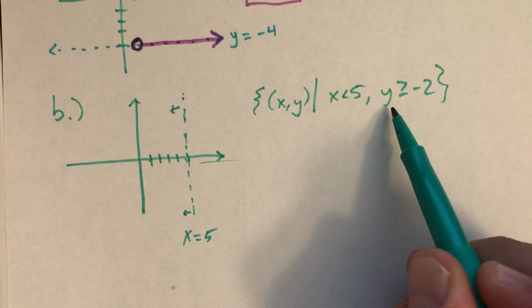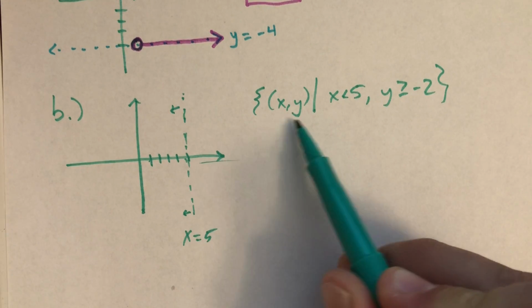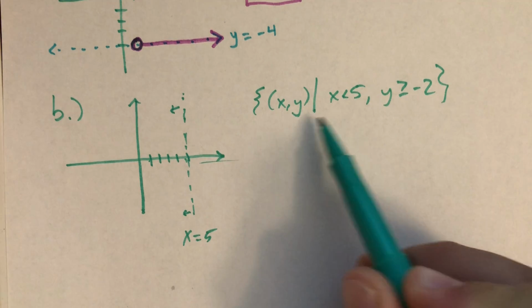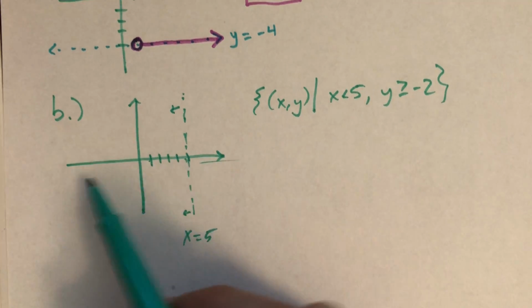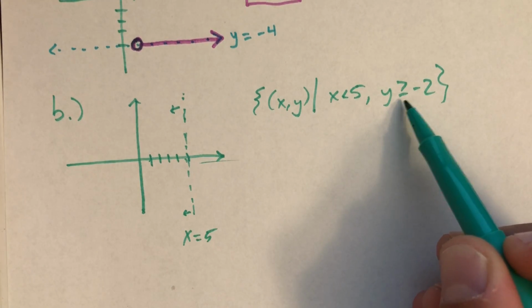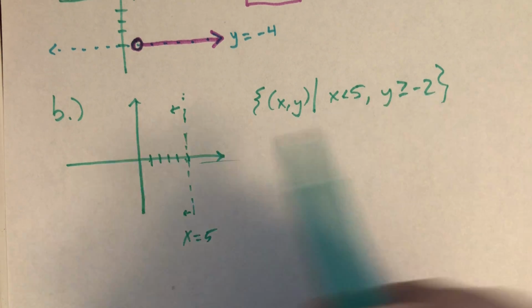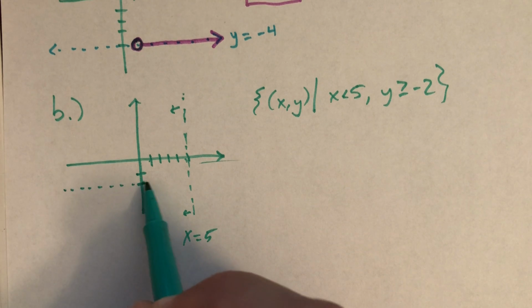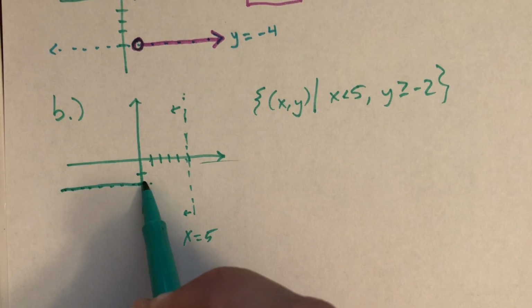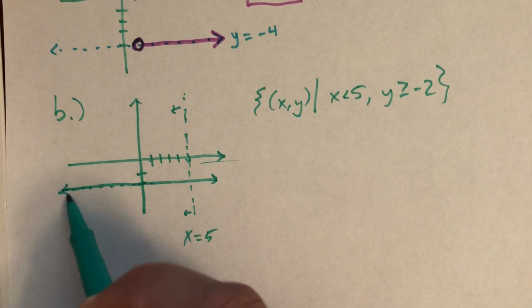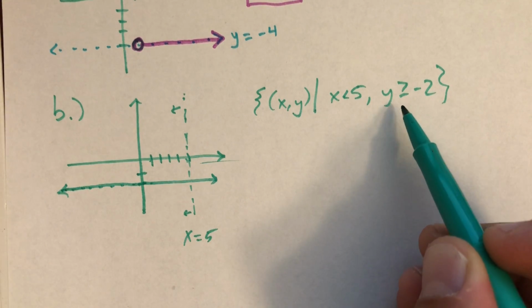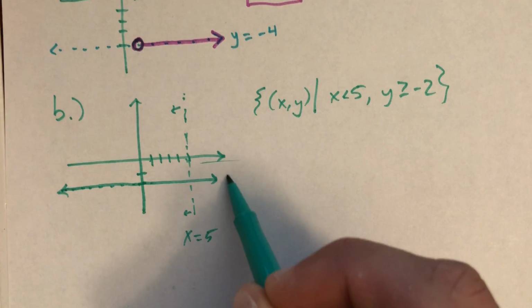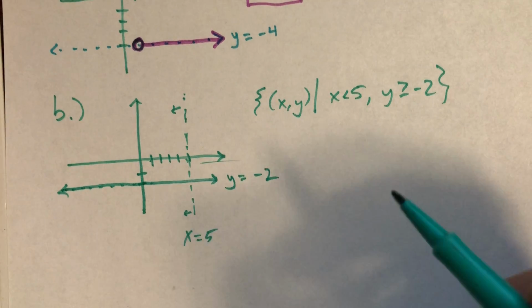Okay, and we also have to be a member of this relation of the set of ordered pairs so that the x value is less than 5, so we're this way, and y has to be bigger than or equal to -2. So that means our ordered pairs have to be, this one is a non-strict inequality, right? We could be on that line. So that's the line y equals -2.